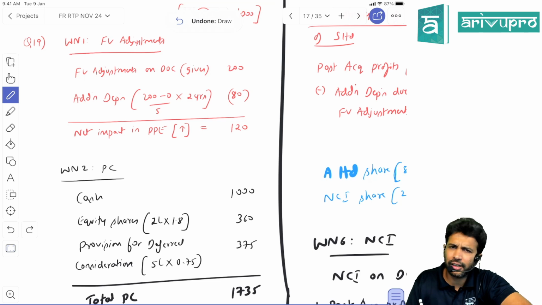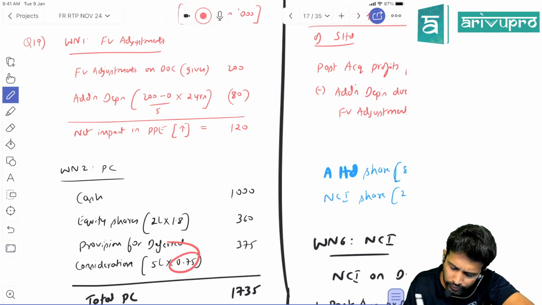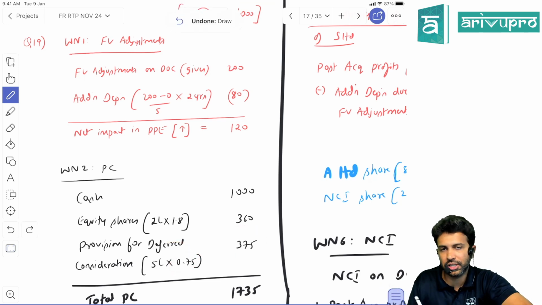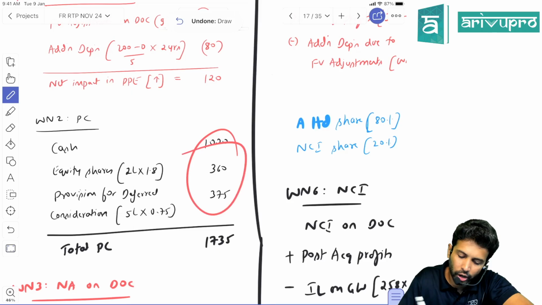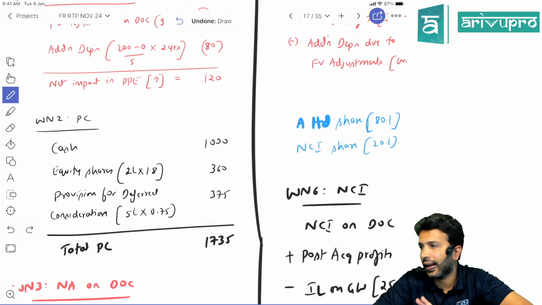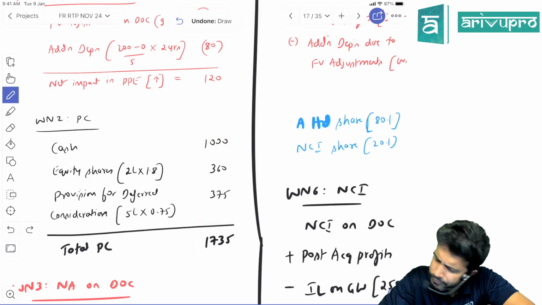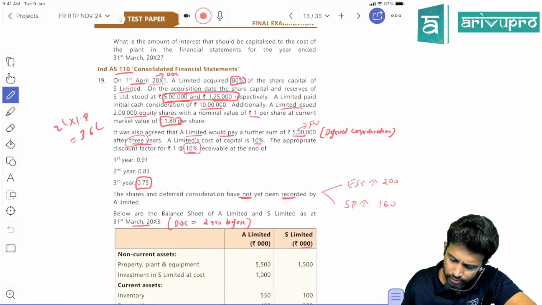Then deferred consideration of 5 lakh multiplied by the discount factor, you will get the present value, or provision for deferred consideration at present value, which will be 3,75,000. Adding all this, you will get PC to be 17,35,000. Okay, that's all. Next, what is there?